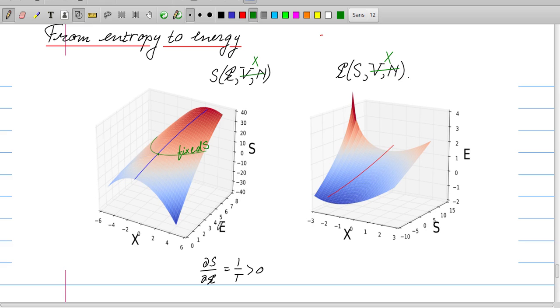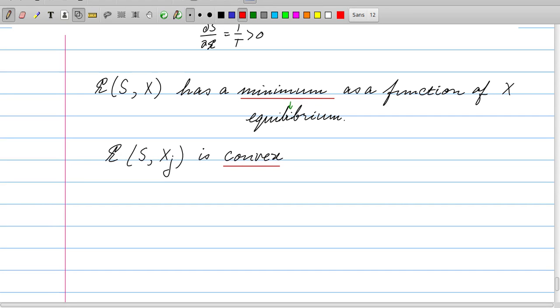So E definitely has a minimum, and that means it's no longer a concave function of x as the entropy was, but E is a convex function. So now we see that it's the inverse of a dome. Also, as a function of S, it turns out that a concave function now turns into a convex function. So this function is convex, and the energy has a minimum as a function of x, but it's still an increasing function of S. So if we write E as a function of the entropy and the other variables, then it has a minimum as a function of the other variables, which is reached at equilibrium, exactly at the point where S had its maximum. And in general, E is a convex function of S and of X.